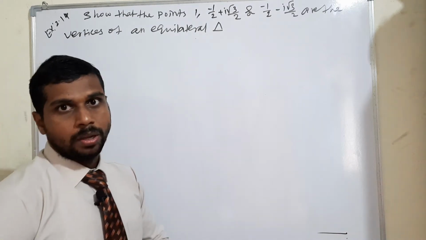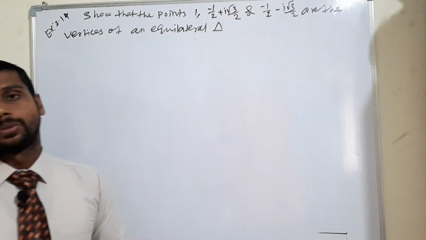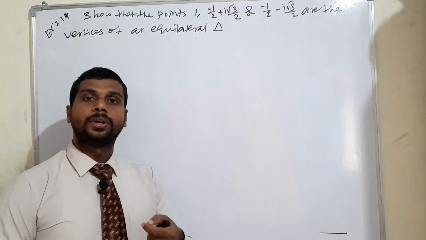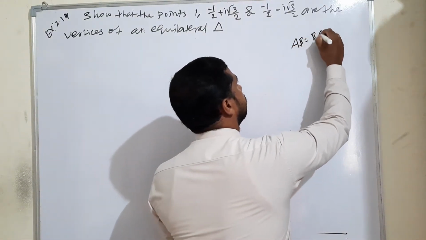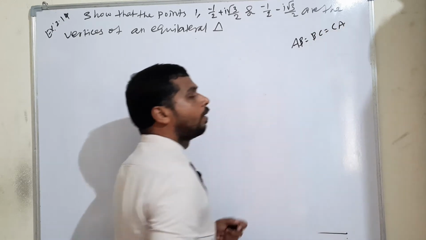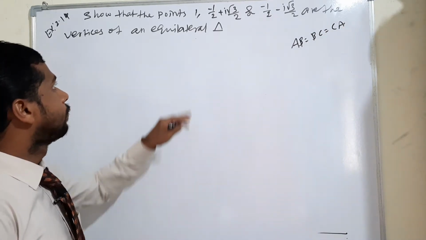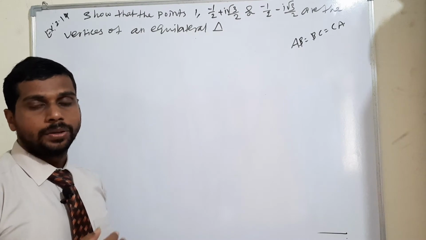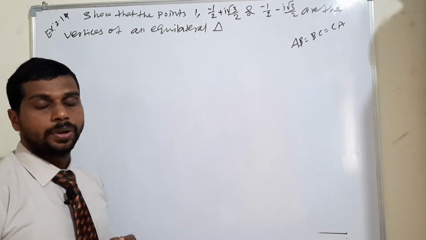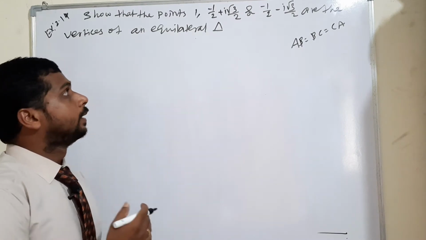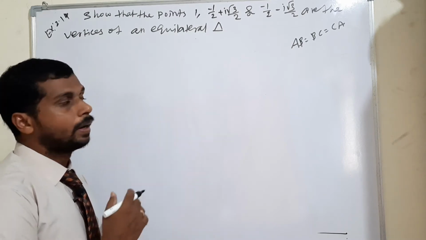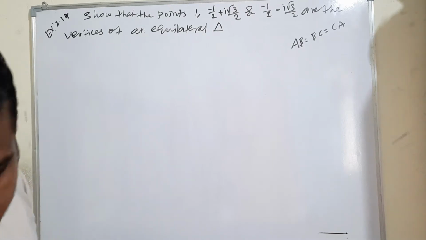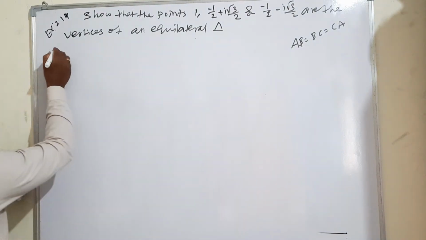We have to show this. Already you know from last year's topic, the algebra, how to prove an equilateral triangle. There are three conditions: AB is equal to BC is equal to CA, that is called equilateral. Here the first point has only a real part, so we write it as 1 plus 0i. The second and third points are already given with real and imaginary parts. Okay, the first step, solution.